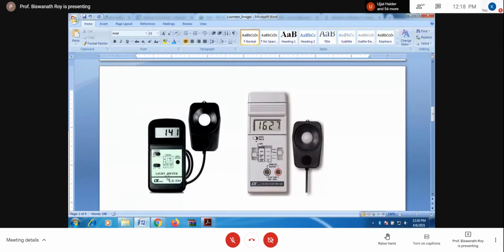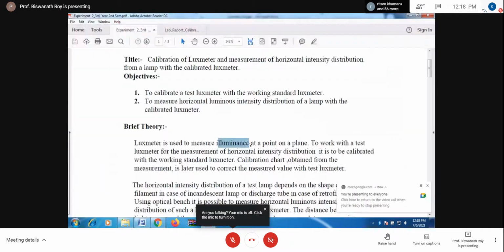Usually it is called a light meter or illuminance meter, but commercially it is commonly known as a light meter. The SI unit of illuminance is lux, that is 1 lumen per meter square. And the non-SI unit of illuminance is FC, foot candle, 1 lumen per foot square. So there is a conversion between the two.